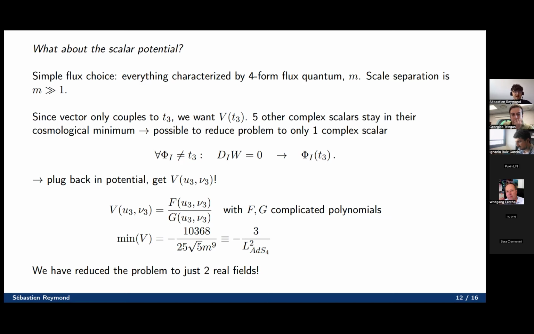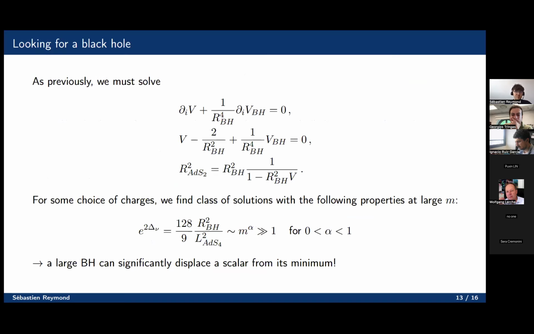Now, the minimum of this potential sets the AdS4 scale. And you can see here that the AdS4 scale squared goes like M to the power 9. So that's the sense in which scale separation happens. As M becomes very large, the AdS4 scale becomes large. At the same time, the internal dimension size also becomes large, but slower as a function of M, and so you achieve scale separation. So we have reduced the problem to just two real fields. Now, the job is to solve the AdS2 × S2 equations and try to see what the distance traveled is.